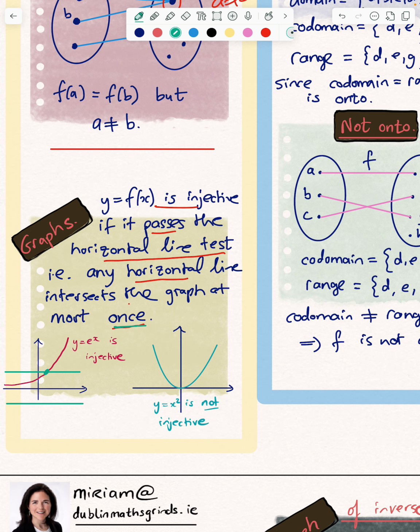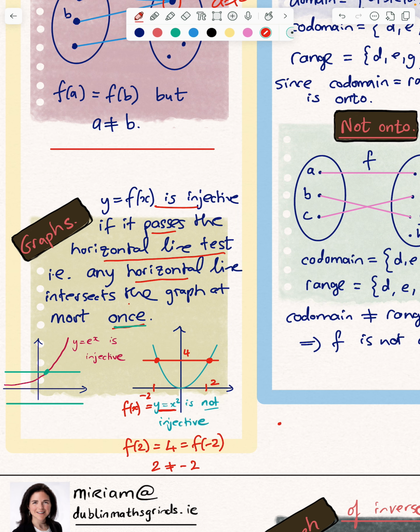Whereas y equals x squared over there is not injective because there are an infinite number of horizontal lines that will intersect the graph twice, and that means it's not injective. And just to bring that back to the definition, take for example here, under the function y equals x squared, 2 will get mapped to 4, minus 2 also gets mapped to 4. So if we call this f of x, then f of 2 is equal to 4, which is equal to f of minus 2, but 2 is not equal to minus 2.